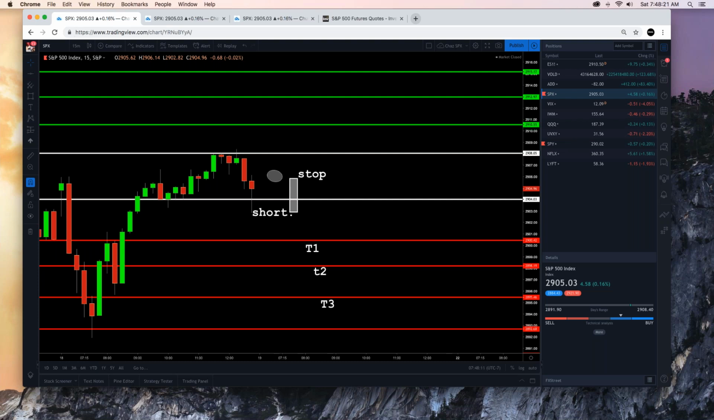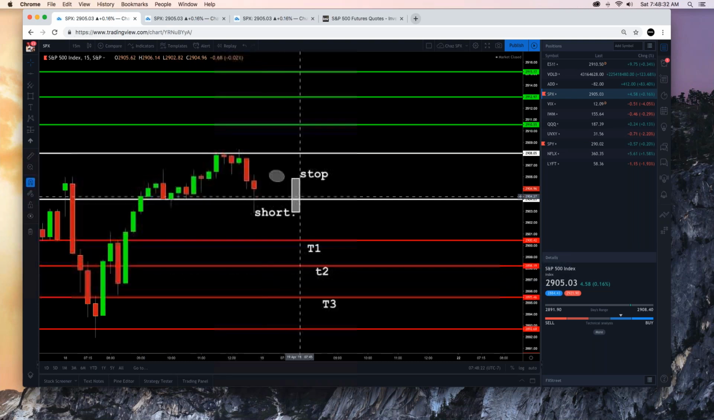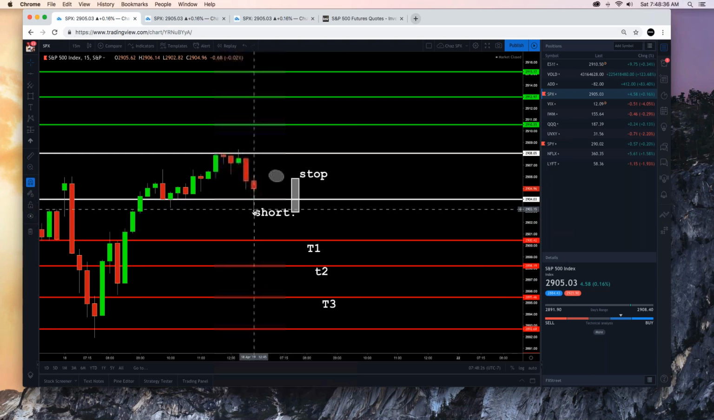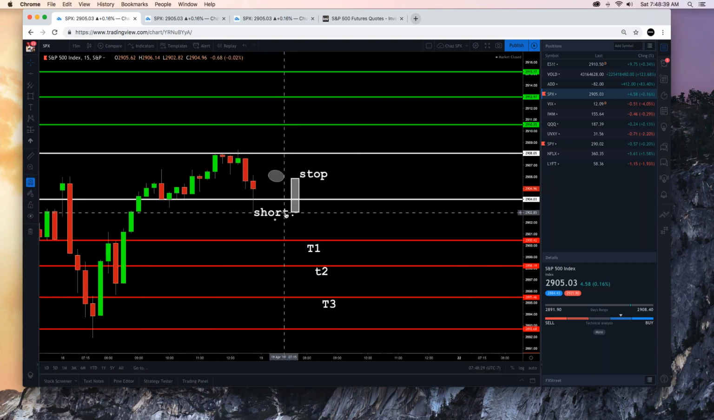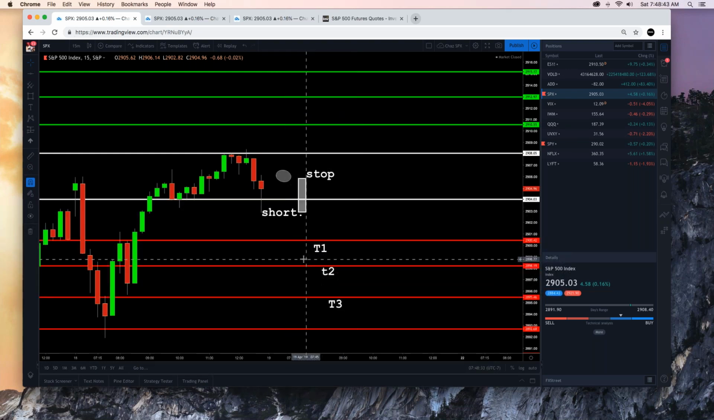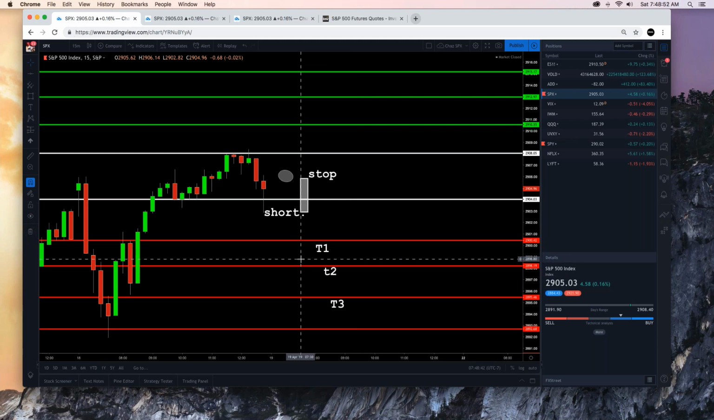Yeah, exactly. That's it. How do you determine the level to purchase T1? What do you mean, to purchase T1? T1 is my target. The purchase would be right here where it says short. See where it says short? If that candle were to break this wick, that's when I get short. That is my purchase. T1, T2, and T3 are levels when I scale out, when I'm exiting the trade. Does that make sense? You got it, Fox?